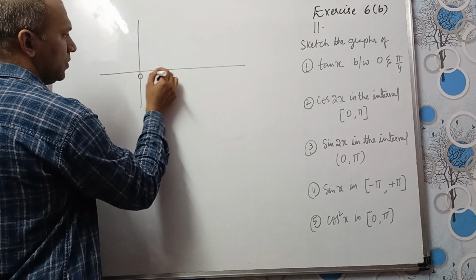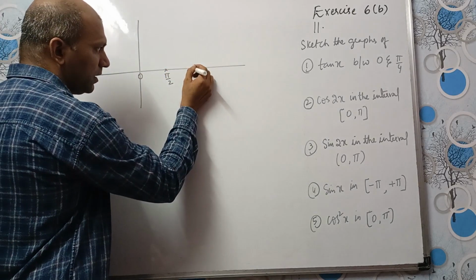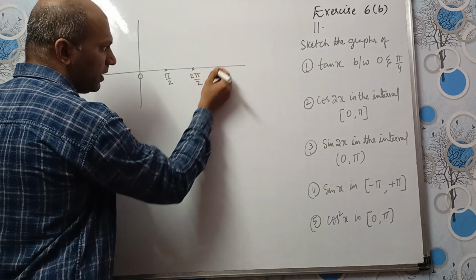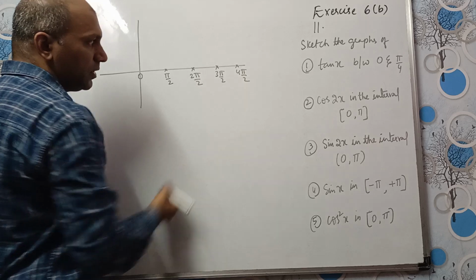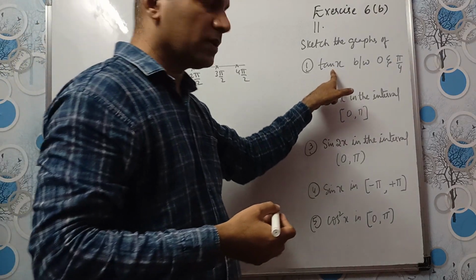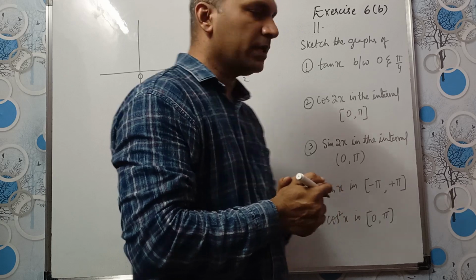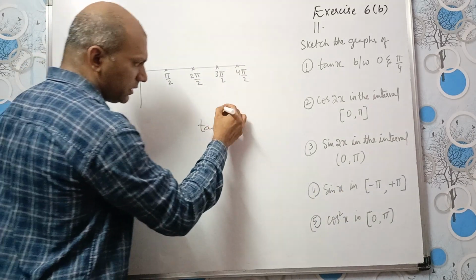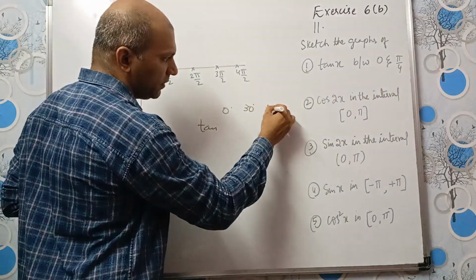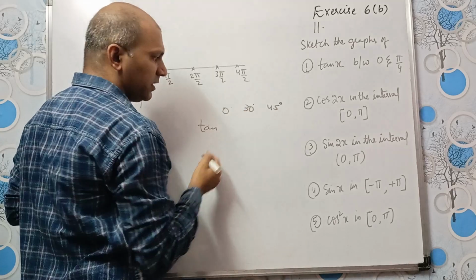See, 0, this is pi by 2, right? And this is 2 pi by 2, 3 pi by 2 and 4 pi by 2. But we need to sketch this graph, tan x graph between 0 and pi by 4 only. Now, what are the values of tan? See, tan 0 degrees, 30 degrees, 45 degrees. Pi by 4 is 45. We need to plot these 3 points.